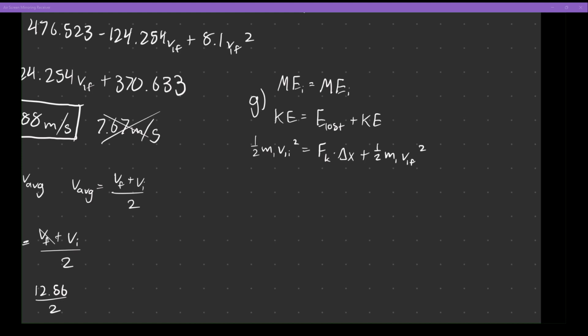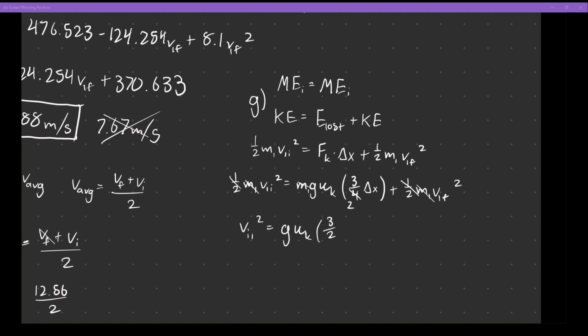So now I can plug in values again. Actually, let me not plug in values. Let me just keep expanding. Fk, which is equal to mg mu k, and then delta x in this case is 3/4 of the original delta x, plus 1/2 m1. Now I can cancel out m1, and I can even cancel out a 1/2, because down here I can make this a 2. Simplifying a little bit, I get v1I squared equals g mu k 3 over 2 delta x plus v1F squared.